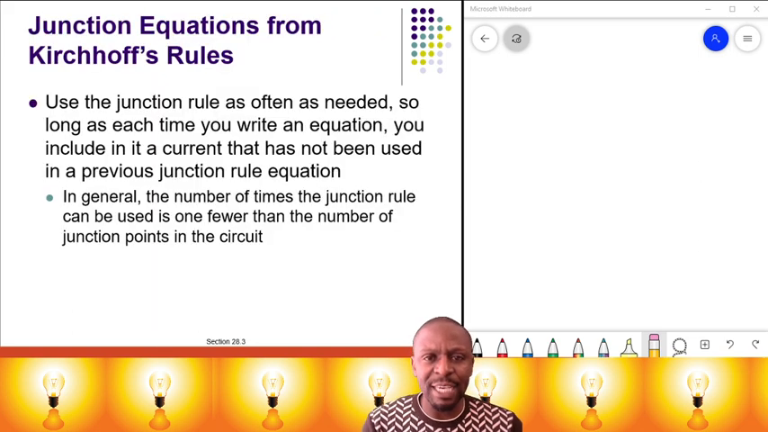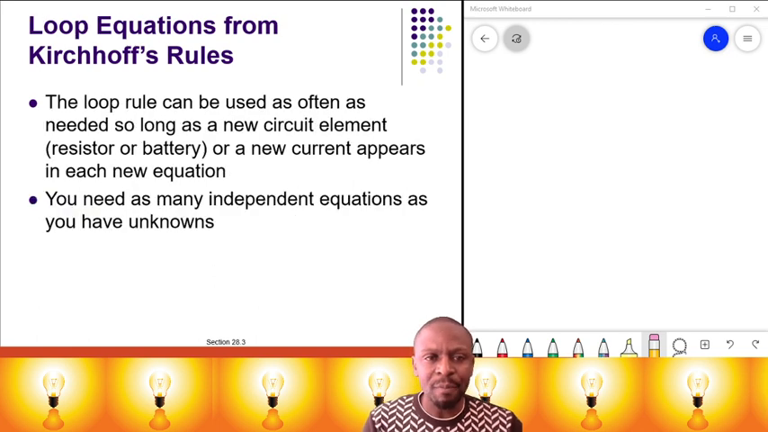Now, you use the junction rule as often as needed, so long as each time you write an equation, you include a current that has not been used in the previous junction rule equation. In general, the number of times the junction rule can be used is one fewer than the number of junction points in the circuit. The loop rule can be used as often as needed, so long as a new circuit element, resistor or battery, or a new current appears in each new equation.